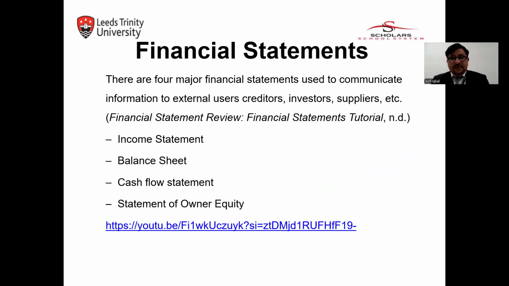Financial statements. There are four financial statements used to communicate information to external users, creditors, investors, suppliers. First one is the income statement, then the balance sheet, the cash flow statement, and the statement of owner's equity.